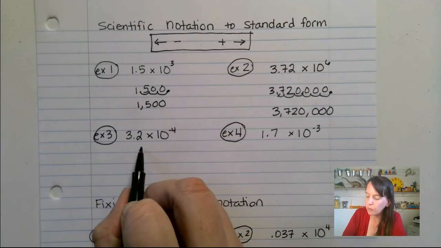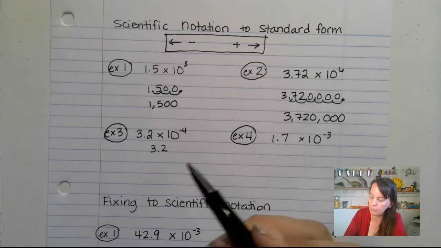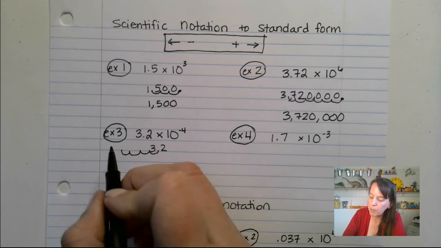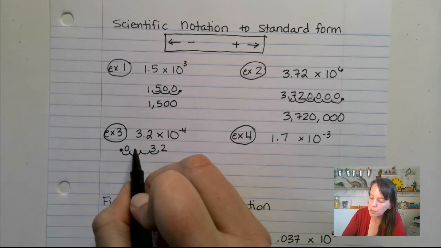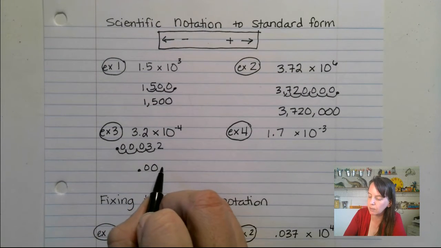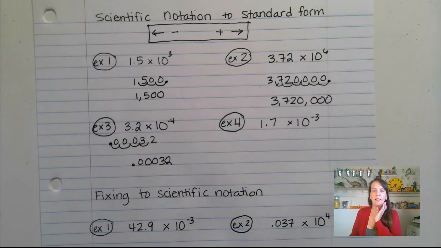Now we go the other way if we're doing negatives. So in this case, we have 3.2, but we're going -4. So we want to go that way to the left. We're going to go 1, 2, 3, 4, put our decimal down, and then we're going to put our zero placeholders in there. So our answer is 0.00032.